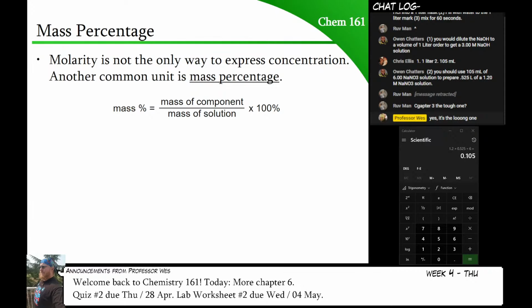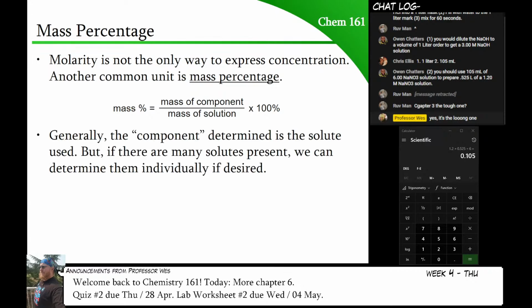So the first one's mass percentage. We've already done mass percentage. We did this earlier on when we were talking about, what's the mass of the component divided by the total in the formula or whatever. Well, you could do that for mass percent of a solution. And so typically this is referred to like whatever solute is in there divided by whatever the solution's mass is. If you have multiple solutes, you can pick one. You could also pick all of them. It's kind of up to you.